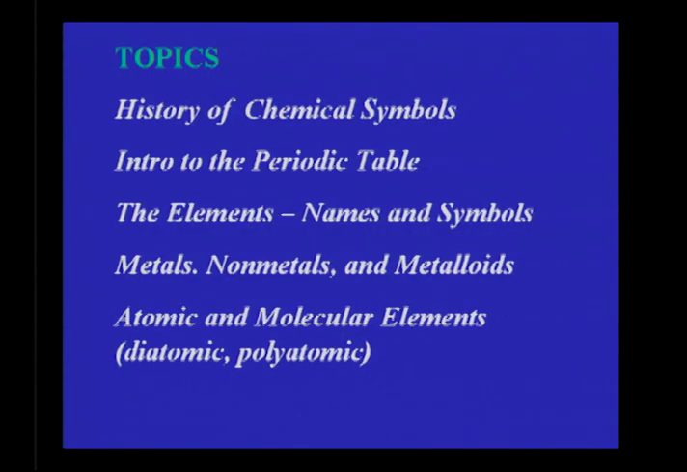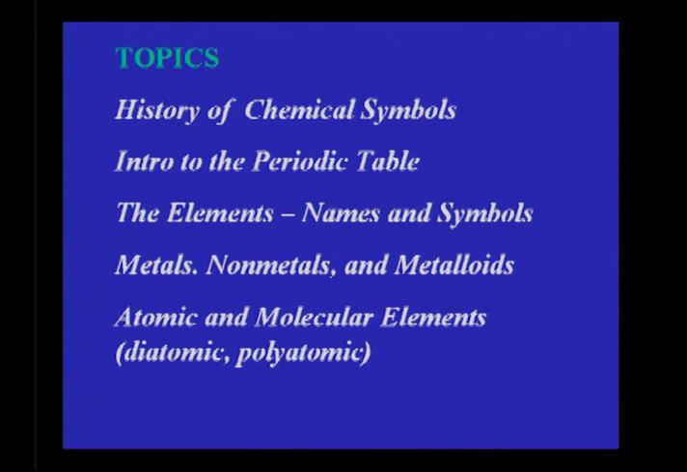So these are the topics we will discuss today. The history of chemical symbols, especially in Western science. Intro to the periodic table, which is our foundation of all the elements. The elements with their names and symbols, distinguishing into metals, nonmetals, and metalloids. So the elements fall into either of these three categories, most of them, however, being metals.